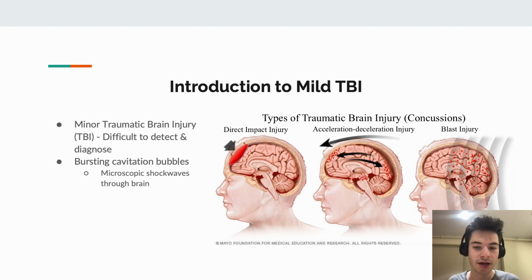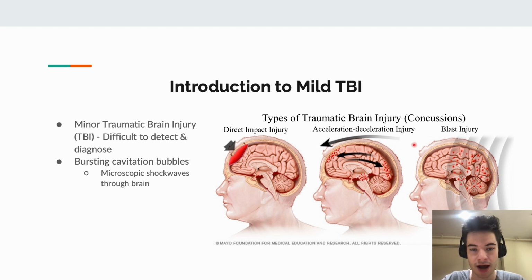TBI is what traumatic brain injury stands for. It's pretty much just when you hit your head hard, when you get a concussion, that's what traumatic brain injury is. And there are three different ways it can happen. It can happen through direct impact injury, as you can see in this image. So in direct impact injury, you hit your head hard against a surface, and the force is all concentrated in a small area.